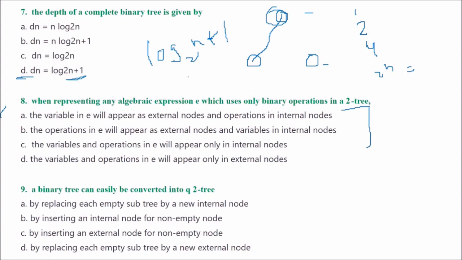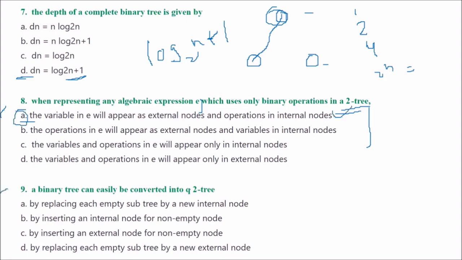When representing an algebraic expression which uses only binary operations in a 2-tree, which answer are you going to take? Let us see the first one. The variables in E will appear as external nodes and the operations in the internal nodes, and this is correct. The first one is the correct one.